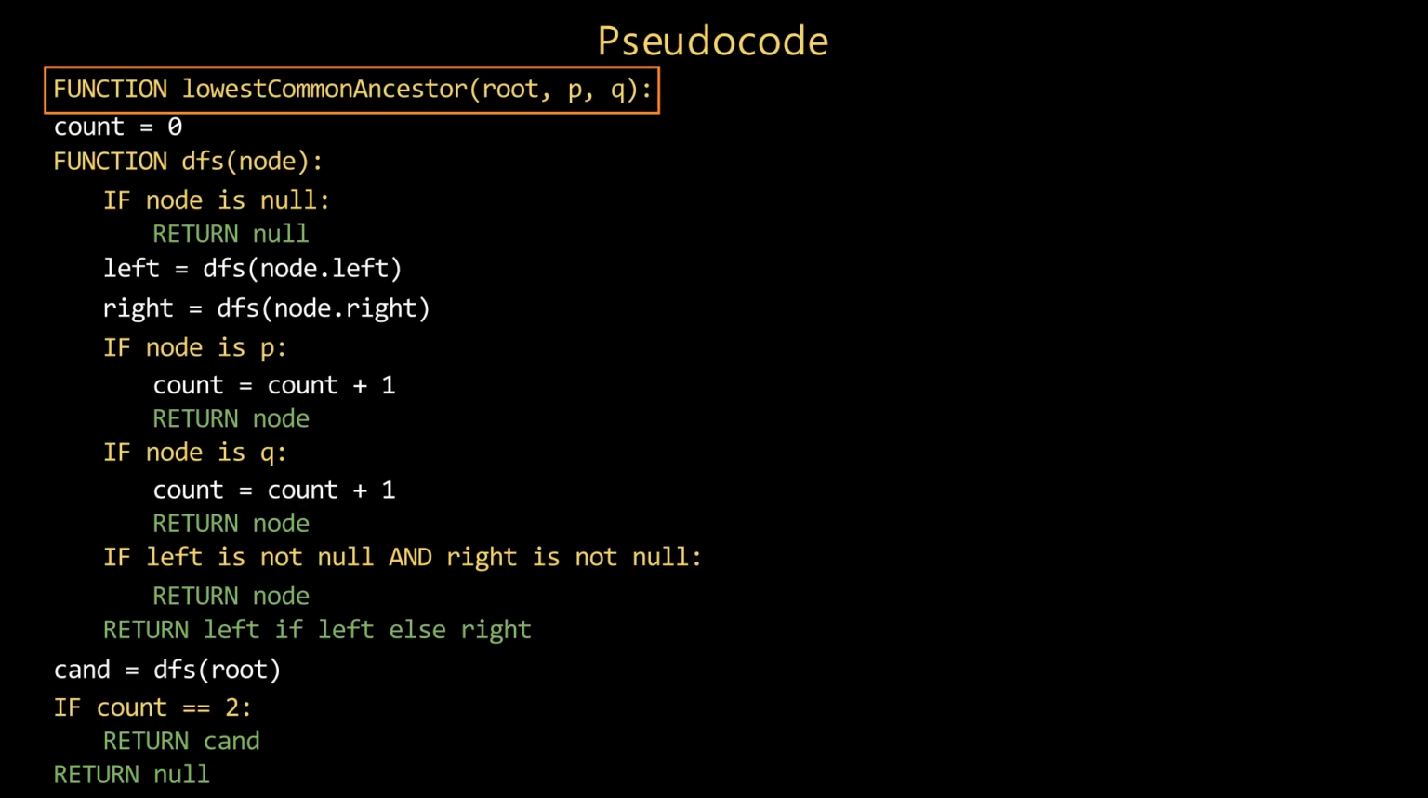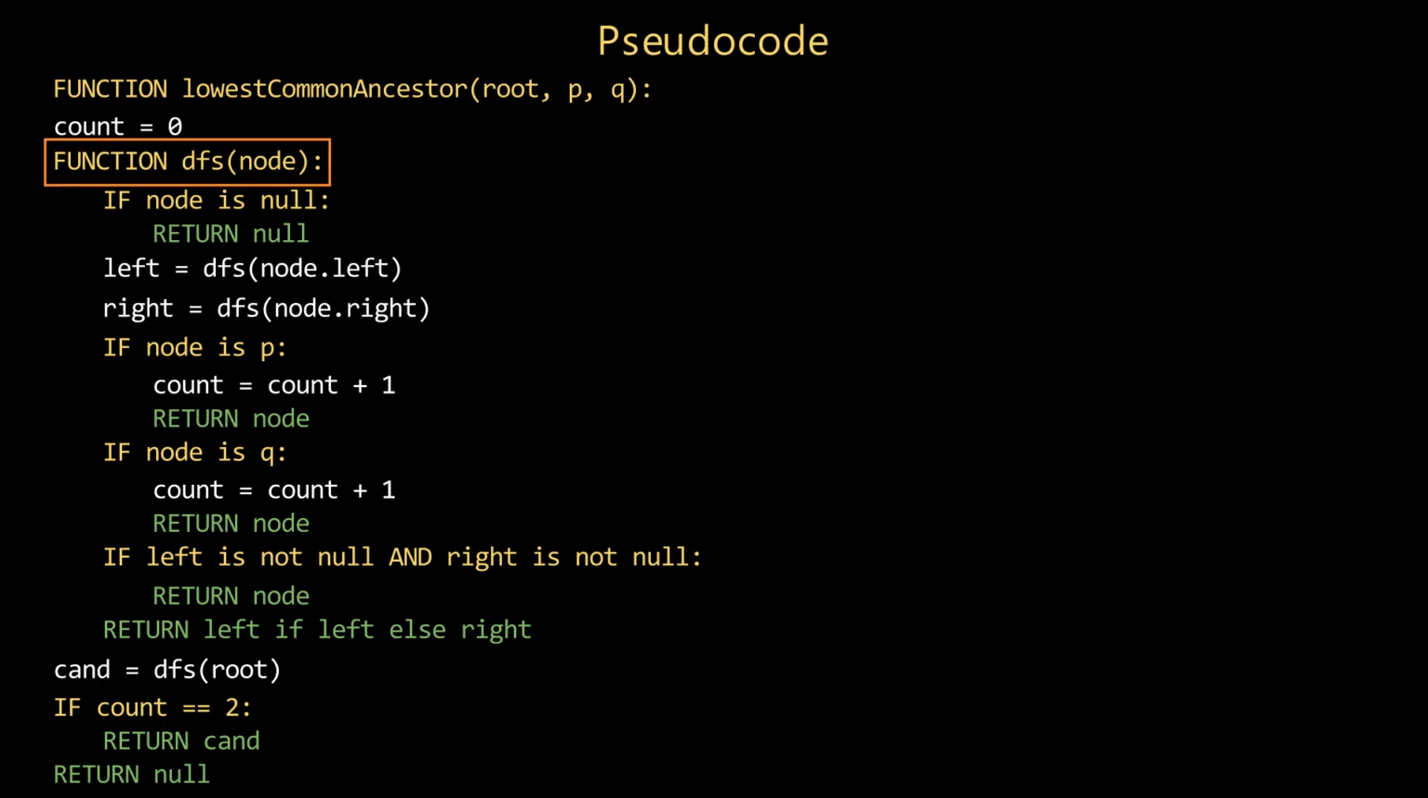Function lowest common ancestor 2, we receive the tree root and node references P and Q. A counter tracks how many of P and Q we have actually visited in the tree. Inner depth first search on a node. If the node is null, the subtree contributes nothing. Return null. Recurse on the left child and store the result in left. Recurse on the right child and store the result in right.